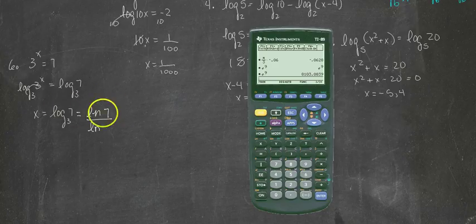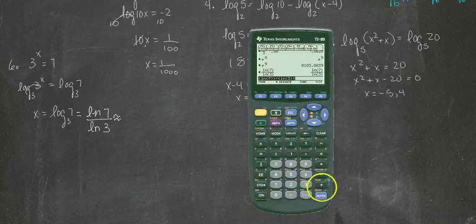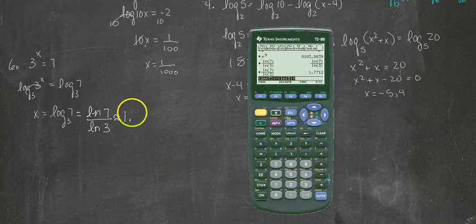And then the 7 is up high, so it goes on top, and the 3 is down low, so it goes below. And so if I put this in my calculator, I have the natural log of 7 divided by the natural log of 3. Oh, and I didn't ask for a decimal. There it is, 1.77. Let's go 3 decimal places. 1.771.